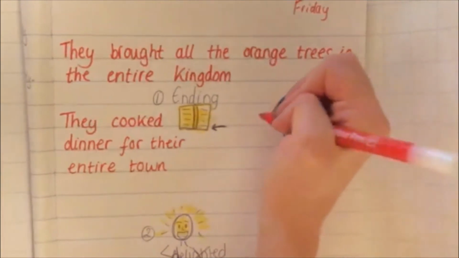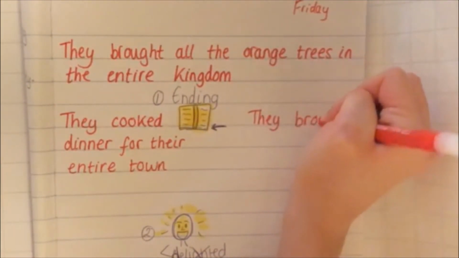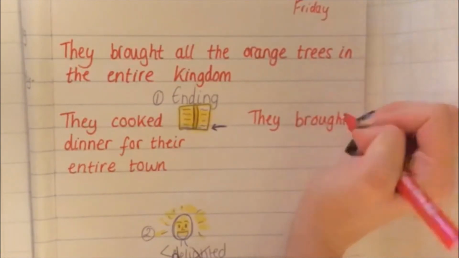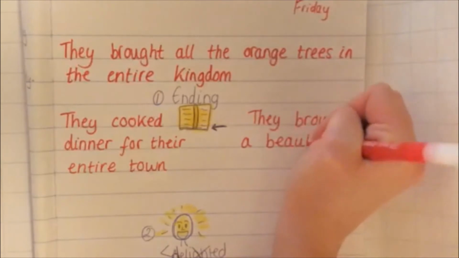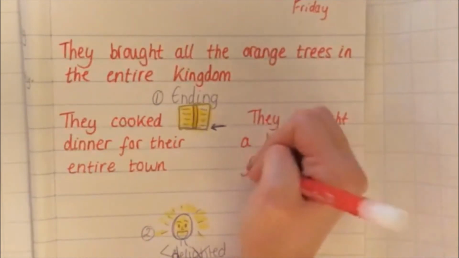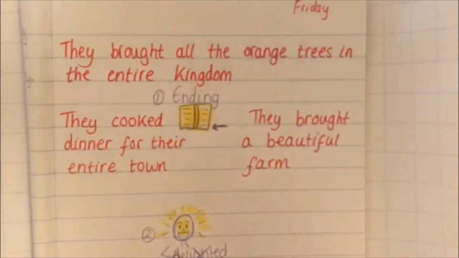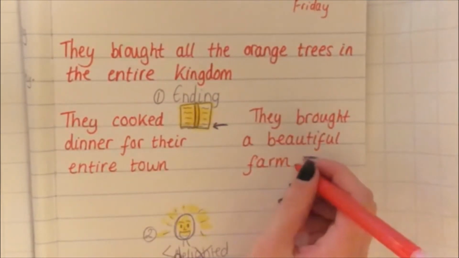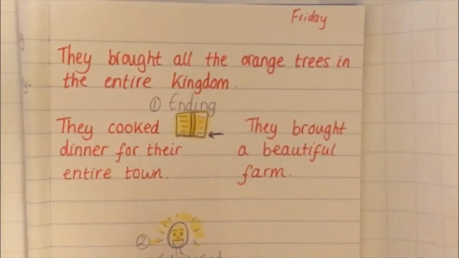So they bought a beautiful, maybe they buy a beautiful farm because they really like animals. So those are all my ideas. And I spread them all out and I put a capital letter for them all because it's going to be the start of my sentence.